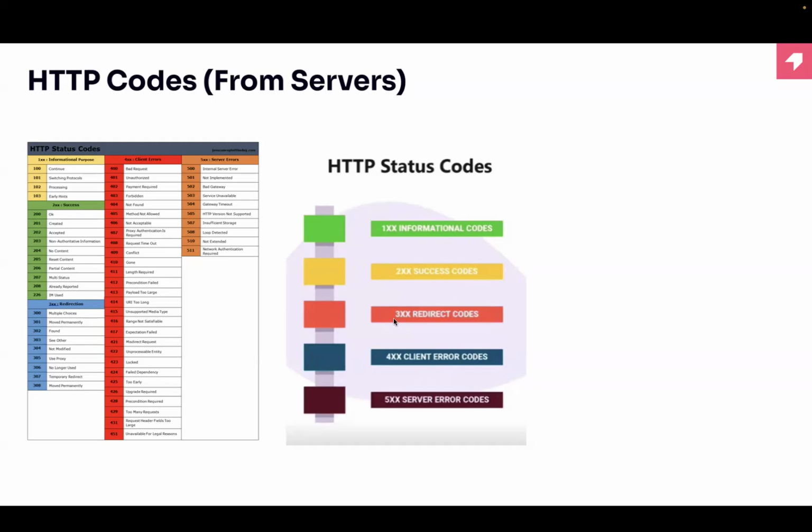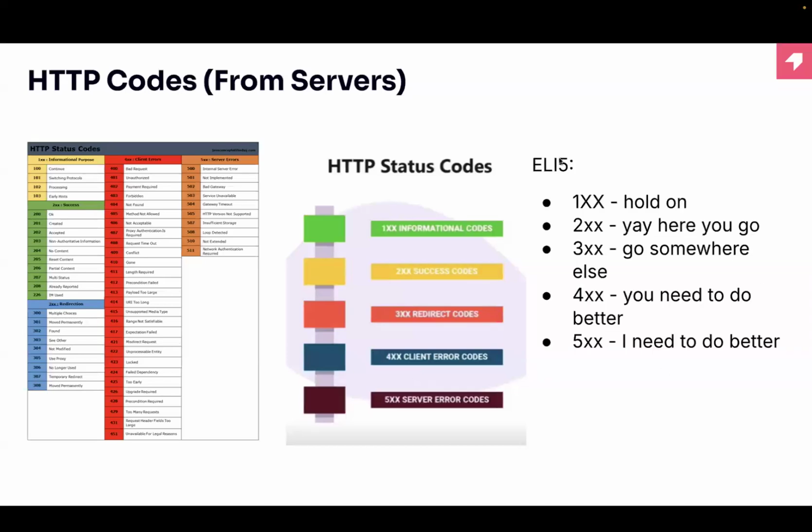300, it's kind of like your redirects. Say you log in and they want to redirect you to another page. That's what these codes are for. And then the more fun ones are 400 and 500. So 400 means that you messed up. 500 means the server messed up.